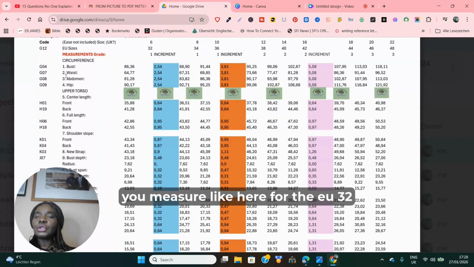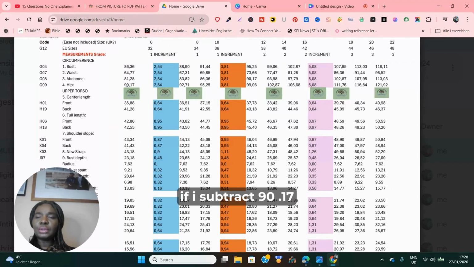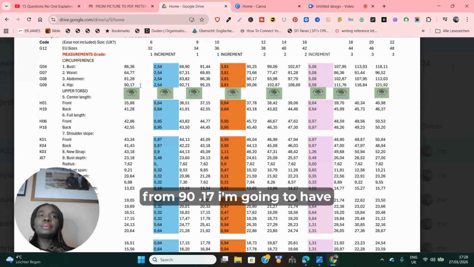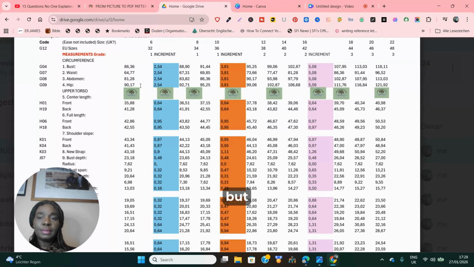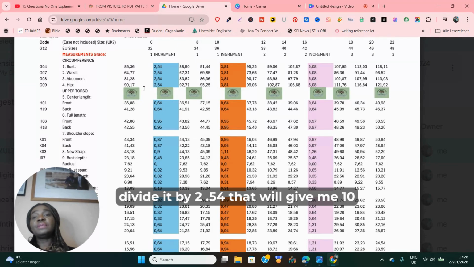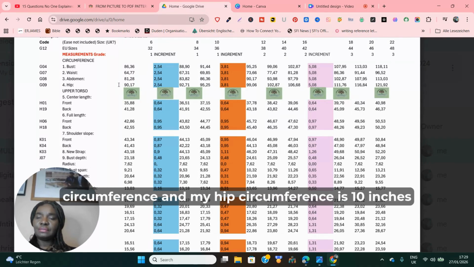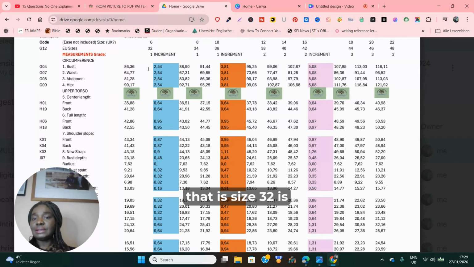If you measure, like here for the EU32, the waist circumference is 64.77 and the hip circumference is 90.17. If I subtract 64.77 from 90.17, I'm going to have something like 25.4. But remember, this is centimeters. So we need to divide it by 2.54. That will give me 10 inches. So the difference between my waist circumference and my hip circumference is 10 inches. That is size 32. It's 10 inches.